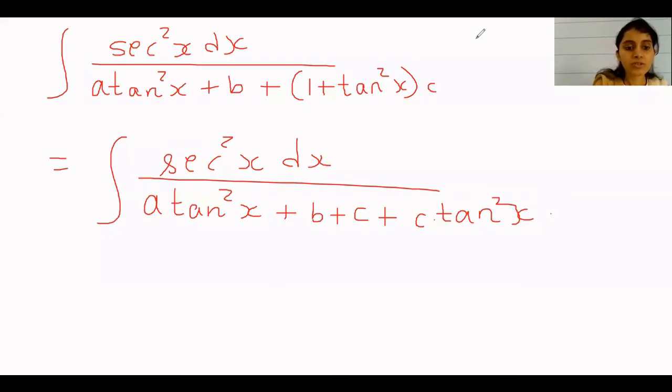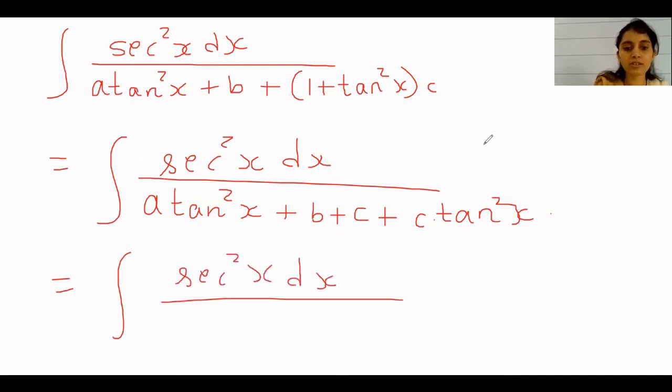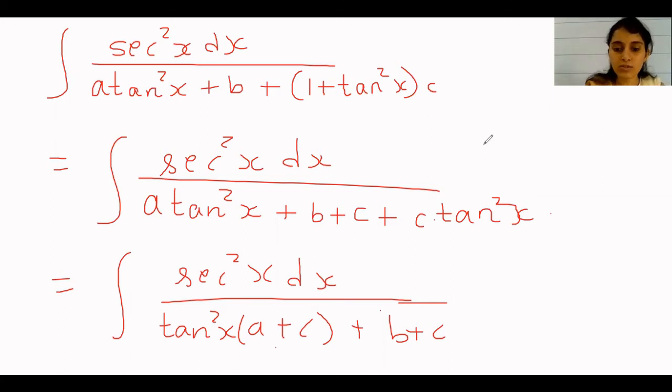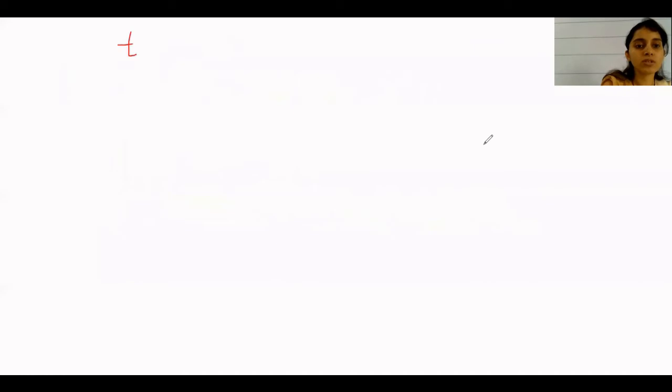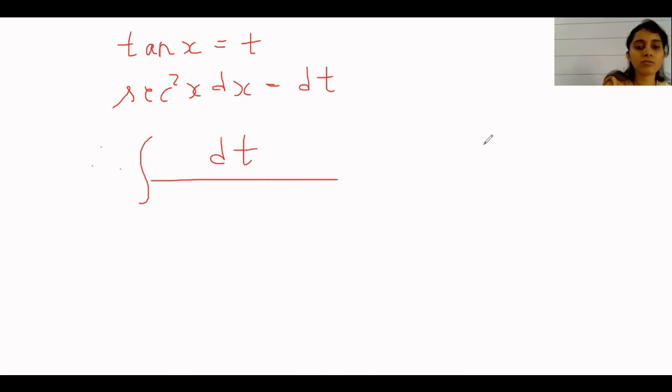Now when you simplify this, you're going to get sec square x here as the numerator, and the denominator will take tan square x common. So we'll have a plus c, plus b plus c. Now if you can see, these both are constants here, and here a plus c could make another constant. The next step says put tan x equal to t. So when tan x is equal to t, then sec square x dx is equal to dt. Therefore, your integral changes to dt upon a plus c is your coefficient, tan square x, so t square, plus b plus c.